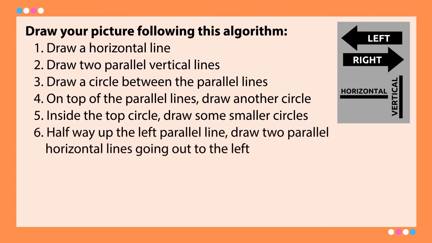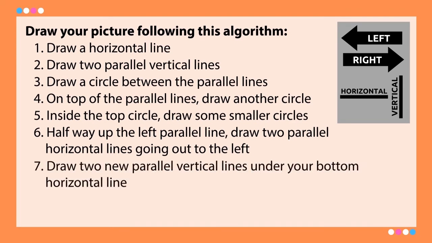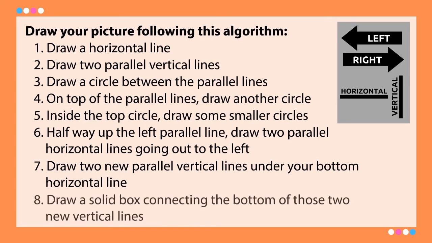Step 6. Halfway up the left parallel line, draw 2 parallel horizontal lines going up to the left. Step 7. Draw 2 new parallel vertical lines under your bottom horizontal line. And step 8. Draw a solid box connecting the bottom of those 2 new vertical lines. Alrighty, pause the video here if you're still working through those instructions.